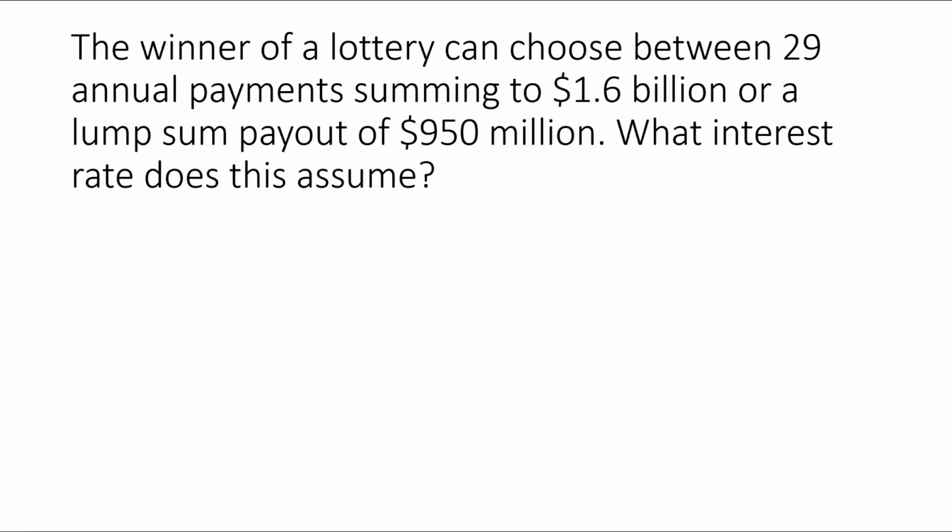So the reason for that is because when a state or whoever runs the lottery says there's a $1.6 billion jackpot, they don't actually have $1.6 billion on hand. In fact, what they have on hand is $950 million. But they're assuming they can invest that $950 million at some interest rate that would pay out $1.6 billion over those 29 years. So we want to figure out what that interest rate is.